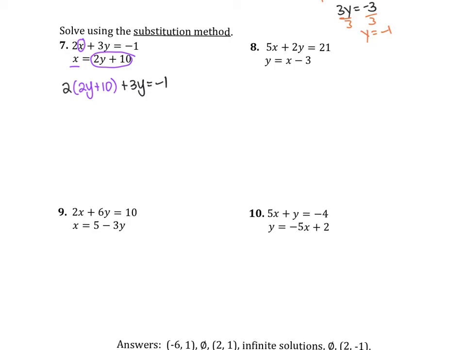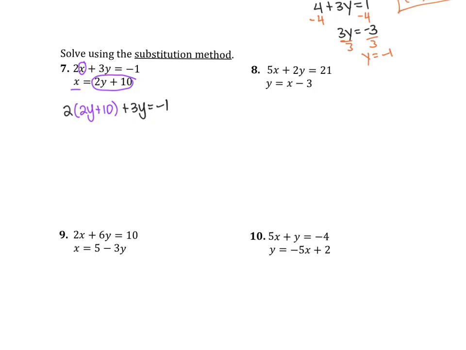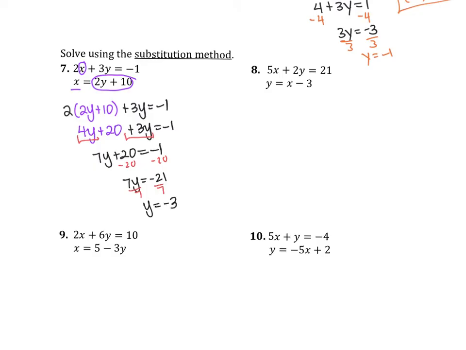Okay, now I have to solve for y. Let me distribute because there are parentheses. 2 times 2y is 4y. 2 times 10 is 20. Okay, substitution almost always has like terms. So 4y plus 3y is 7y plus 20. So all that work to get y equals negative 3.